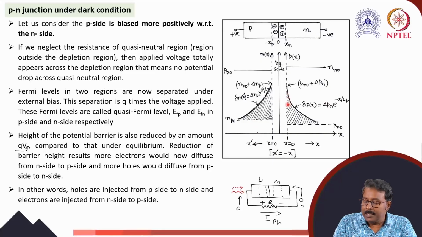The shaded region shows the volume, or the area under this shaded region gives you the total extra minority holes coming inside, and this other shaded region indicates the area under this curve, which indicates the total excess minority electrons which have been injected from N side to P side due to application of forward bias.